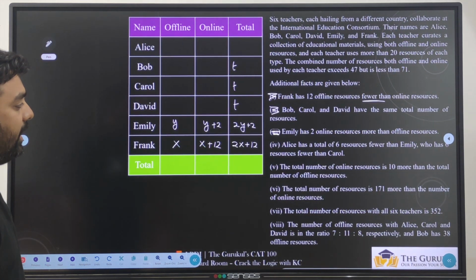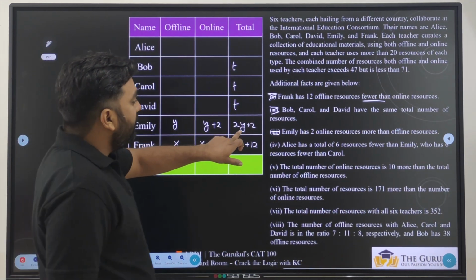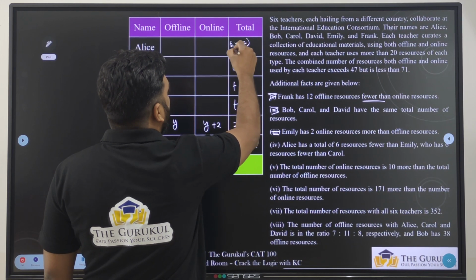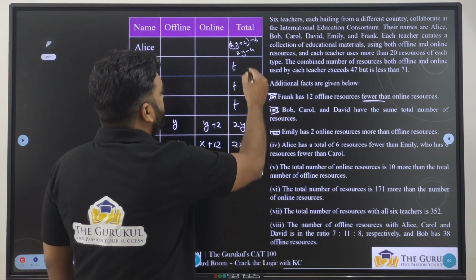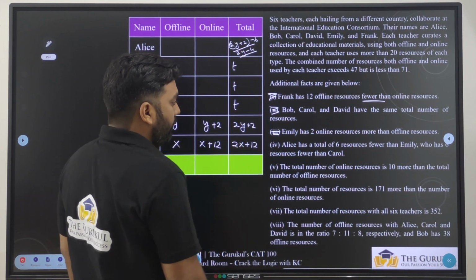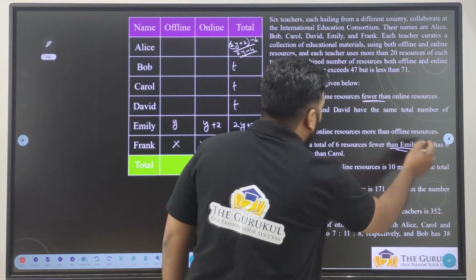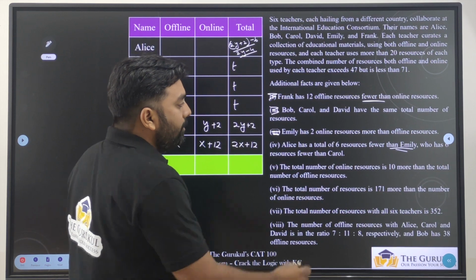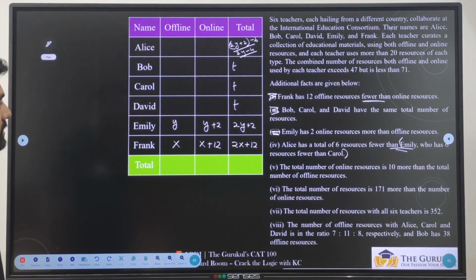A has a total of 6 resources fewer than E. E is having 2y plus 2. So A will be having 2y plus 2 minus 6, which is 2y minus 4. Then, E has 6 fewer resources than C, which means E is having 6 fewer resources than C.